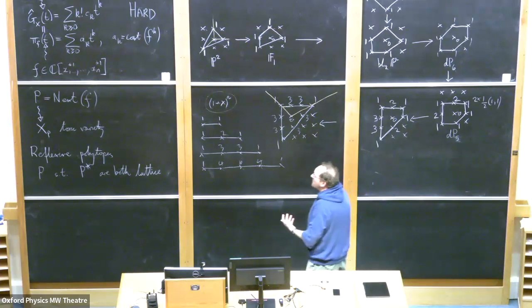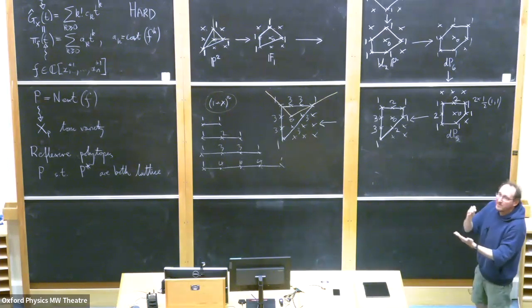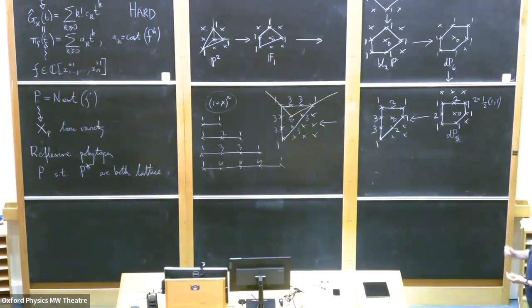So looking in the world of reflexive polytopes is great, but you're only ever going to see the very ample Fano varieties, the very ample del Pezzo surfaces.